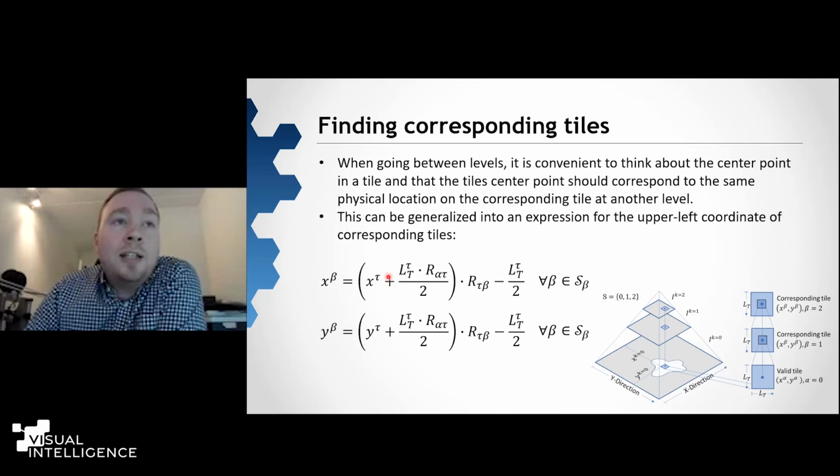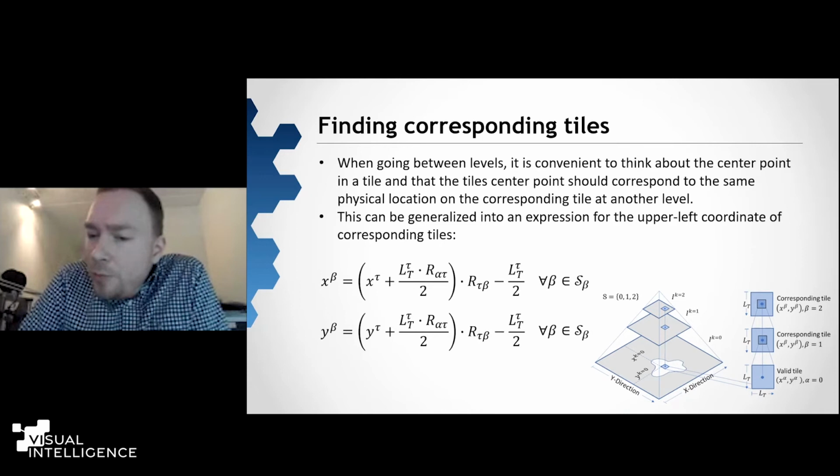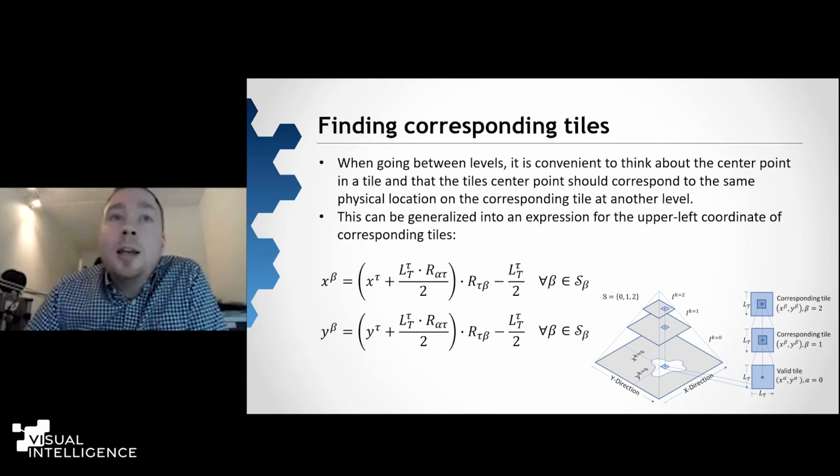So here we are adding half of the tile's length, and then we are multiplying with the ratio between the two levels we are transforming. After transformation, we need to return to the upper left corner, and we do this by subtracting half of the tile's length again.